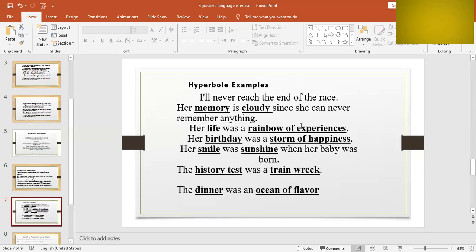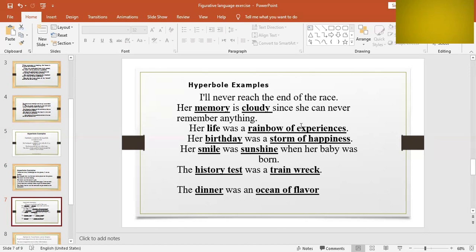The history test was a train wreck. Train wreck is a train accident which damaged everything. So the history test was so awful. As you see here, you can imagine a train wreck which kills people and destroys a lot of things around. So the history test was like that. It's also a matter of metaphor, and also it is exaggeration.